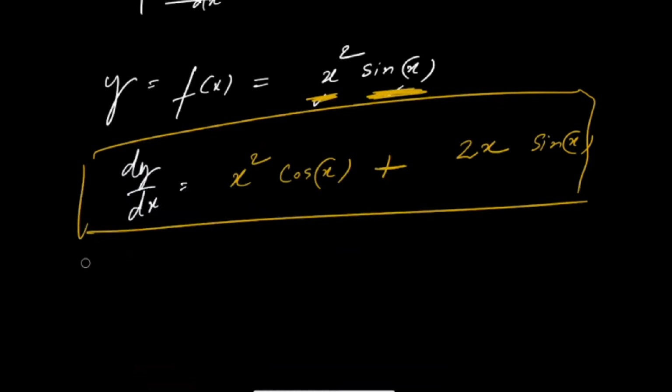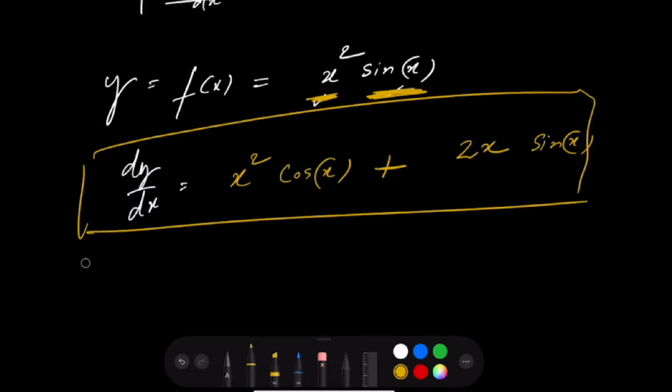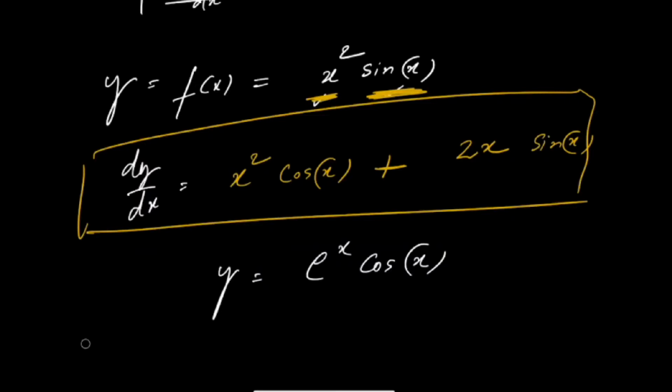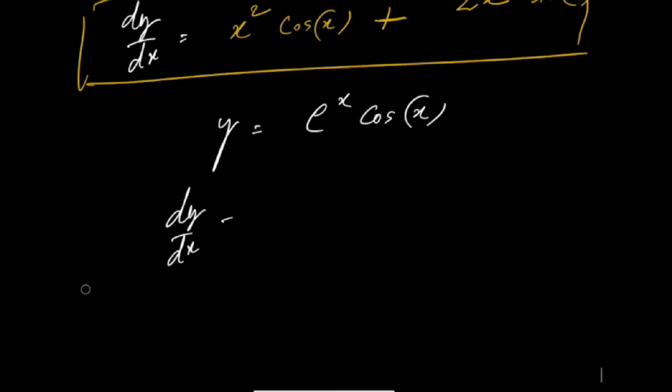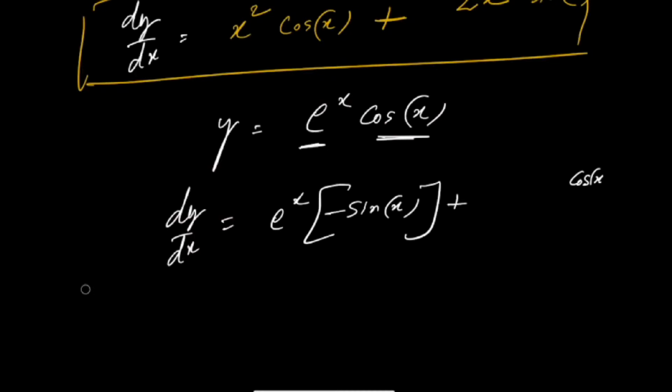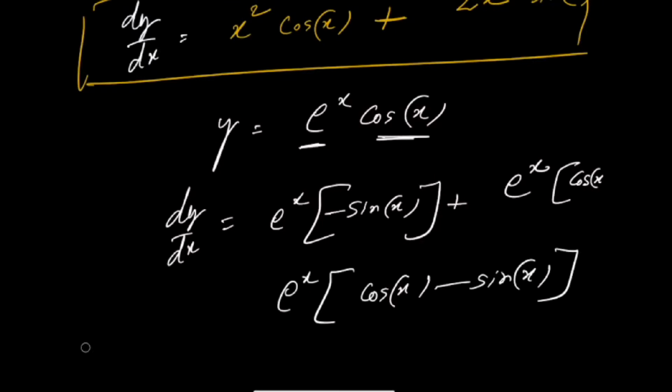Clear? I'll write one more example. If y is equal to e power x into cos x, here also you have two functions, correct? So what will you do here? What is dy by dx? I'll put e power x as it is and multiply it with the derivative of cos x, which is minus sin x. Plus, I'll put cos x as it is and multiply with the derivative of e power x, which is again e power x. So if you take e power x common, it is cos x minus sin x. So this is your product rule.